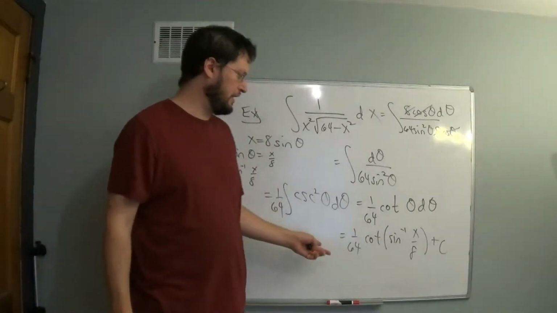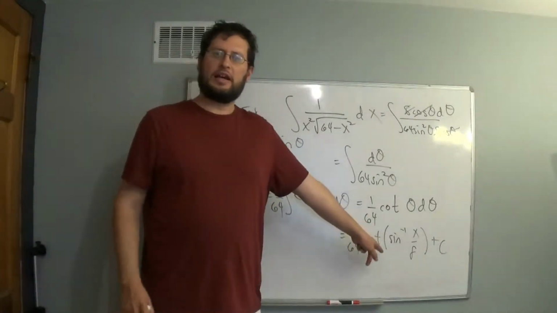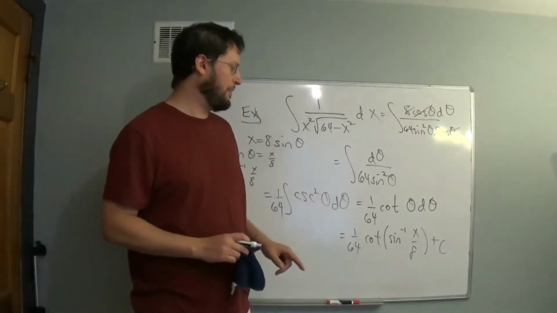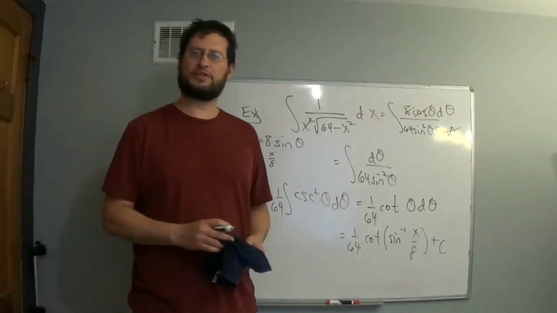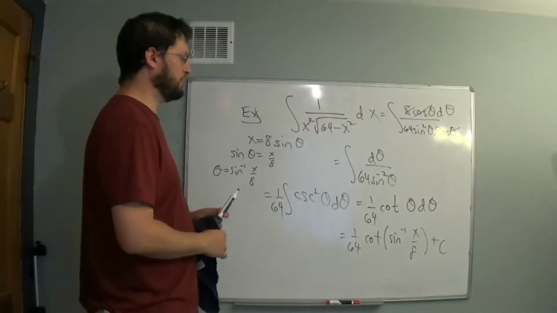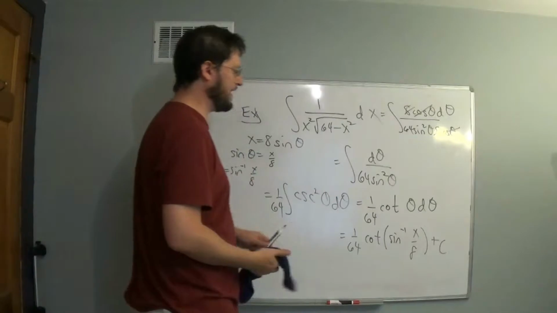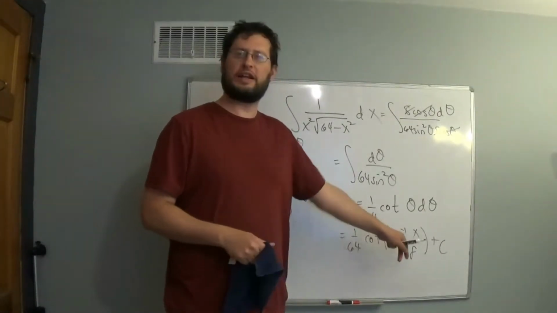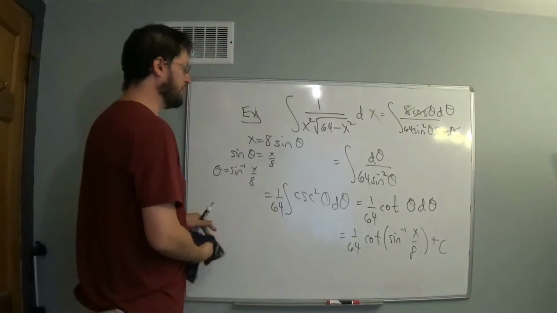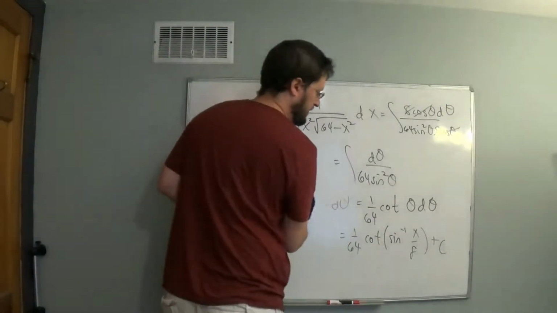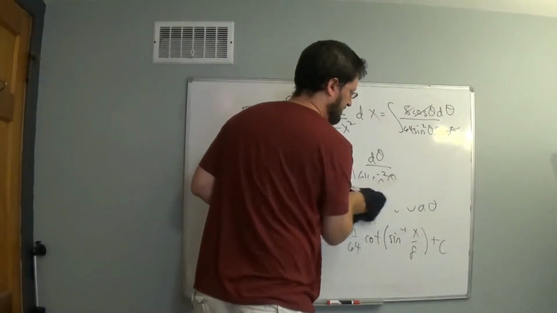Now, a few things. This is good enough for me. I am fine with this on a quiz or a test. My math labs is going to require one extra step. And so let me talk about how we're going to make this one last step to make it look prettier, to look nicer. This is kind of a mess, cotangent of sine inverse. So we can apply some trigonometry ideas to make that look a lot nicer. So let's talk about that.